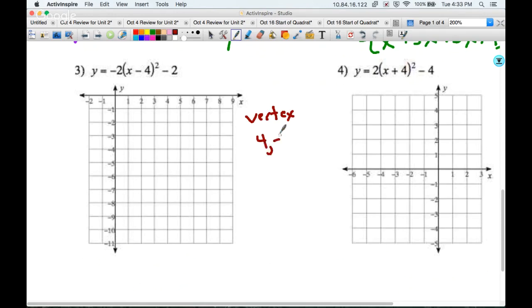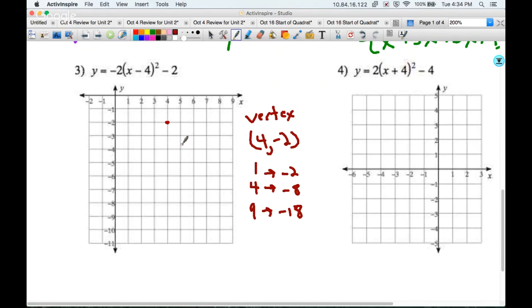Vertex at 4, negative 2. Let's put a point at 4, negative 2. To get our next points, I'm going to take my pattern 1, 4, 9 that comes from our parent function, multiply each of those values by negative 2 to get negative 2, negative 8, negative 18. And now these are the intervals that I need to go down by as I move away from the vertex.